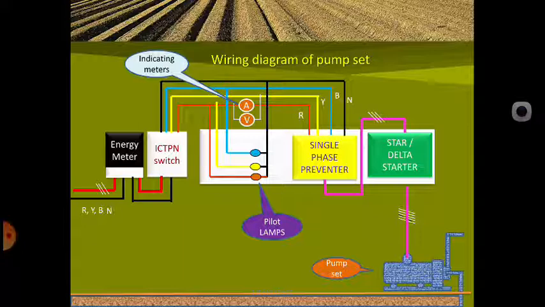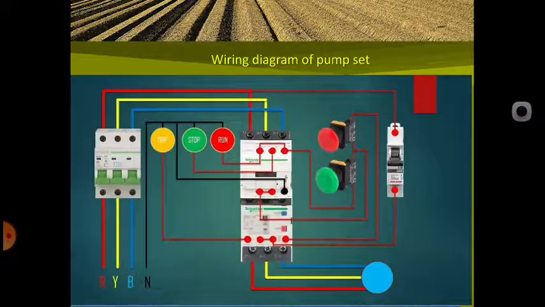Realistically you can see here how the ICTPN switch, the 3 phase MCBs, the single phase preventer and the dual starter are arranged; you should know that also. Now you can see at a glance another example of a wiring diagram of a pump set.